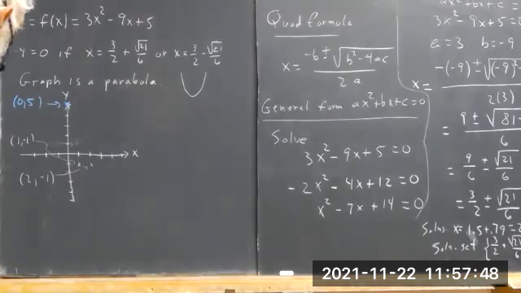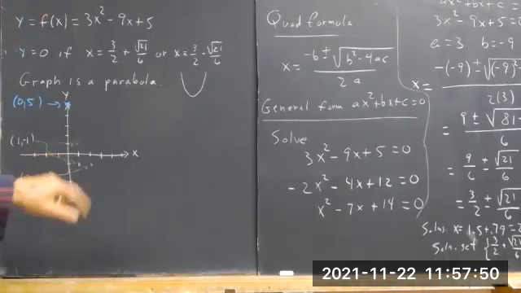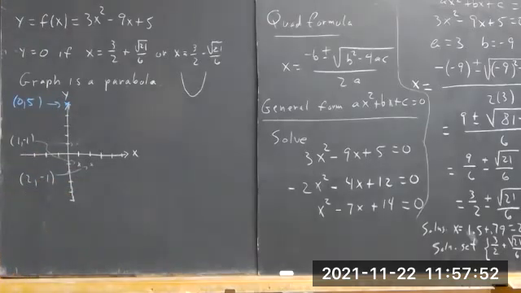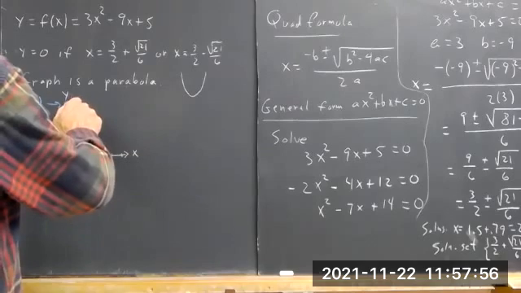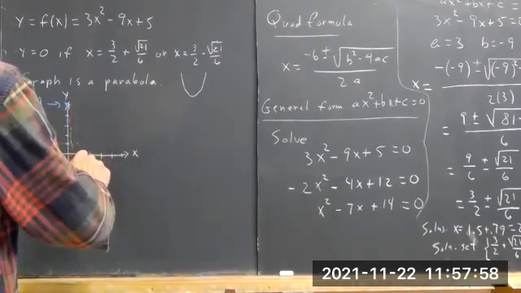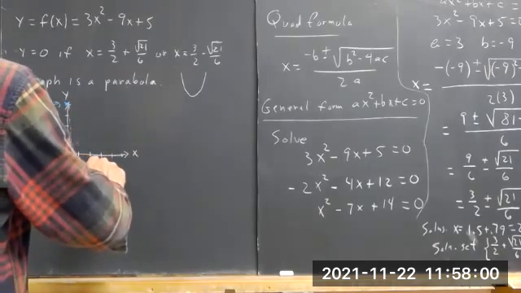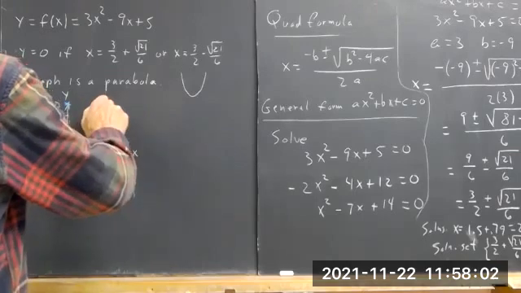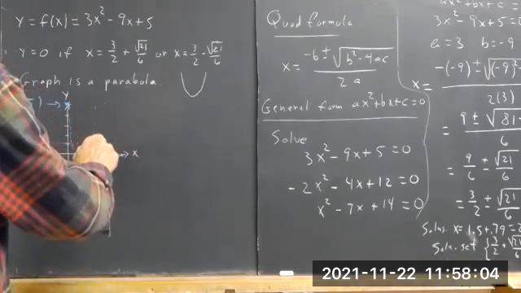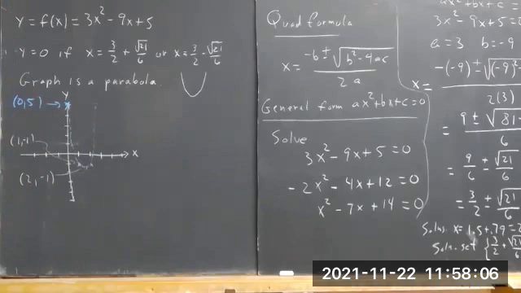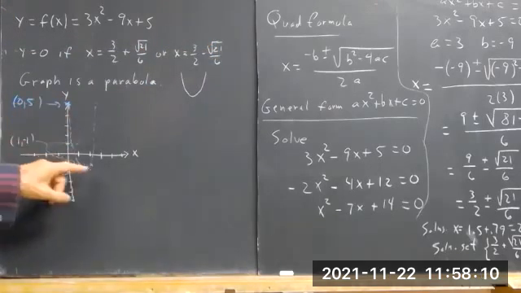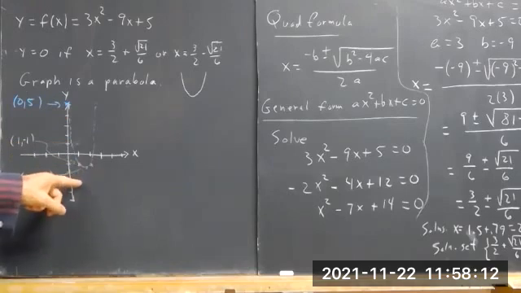Okay. Now we've got these 3 points. So if it's a parabola, it's pretty obvious that things are going to have to come down here like this, go through this point, turn around, and come up here like this. If it has these 3 points, it'll pretty much have to look a lot like this.